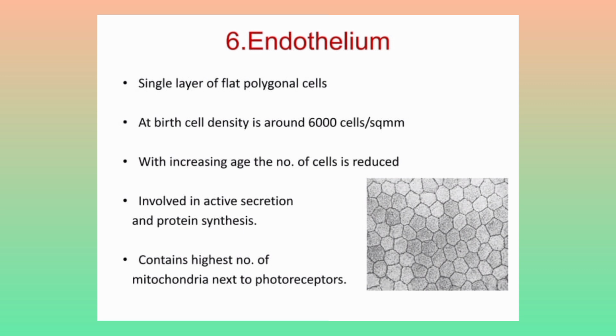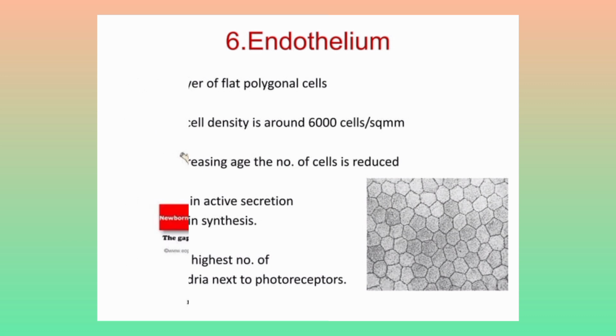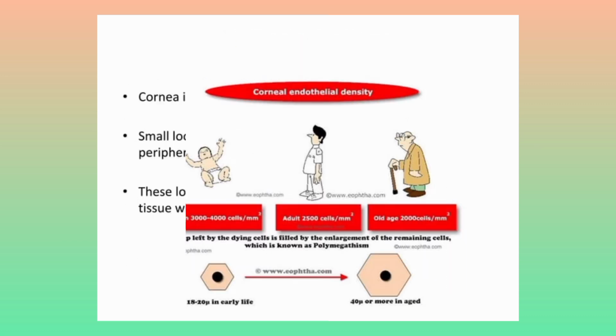Endothelium. Single layer of flat polygonal cells. At birth, cell density is around 6,000 cells per square millimeter. With increasing age, the number of cells is reduced. Involved in active secretion and protein synthesis. Contains the highest number of mitochondria next to photoreceptors.